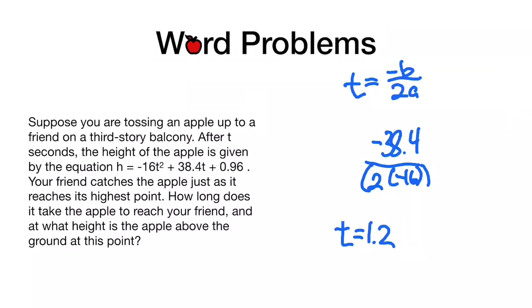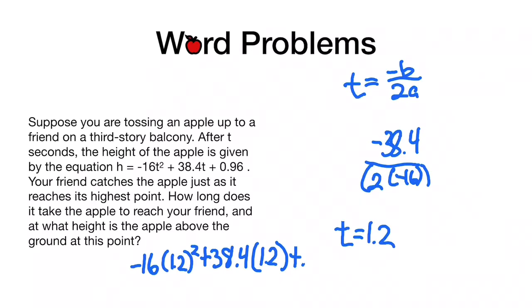Now I just plug those into my equation: -16 times 1.2 squared plus 38.4 times 1.2 plus 0.96. And when I add all those together, my height is going to be 24. So it took 1.2 seconds to go up 24 feet.